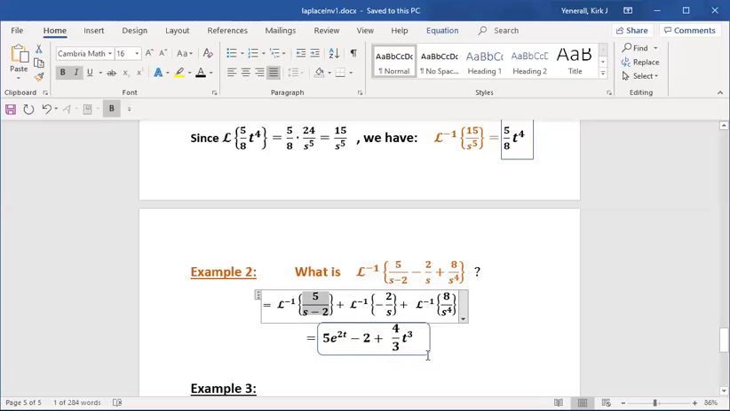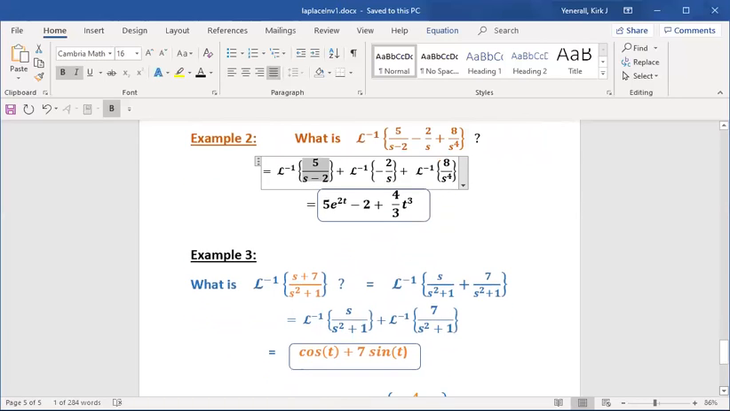So by putting those together, by finding the inverse transforms of each of the three pieces and then adding them together, we have the inverse transform for the whole expression. It would be 5 times e to the 2t, minus 2, plus 4/3 times t cubed.